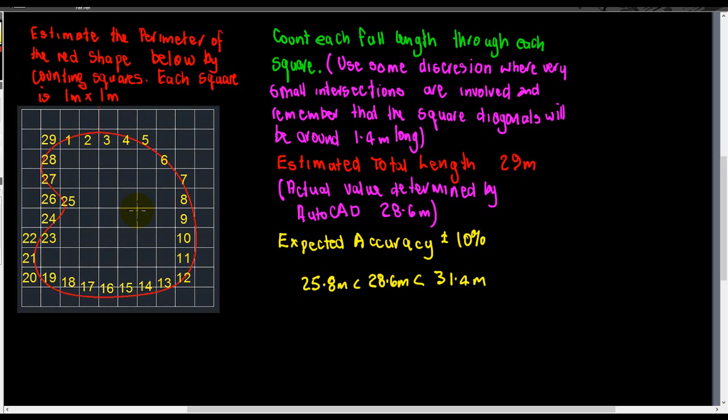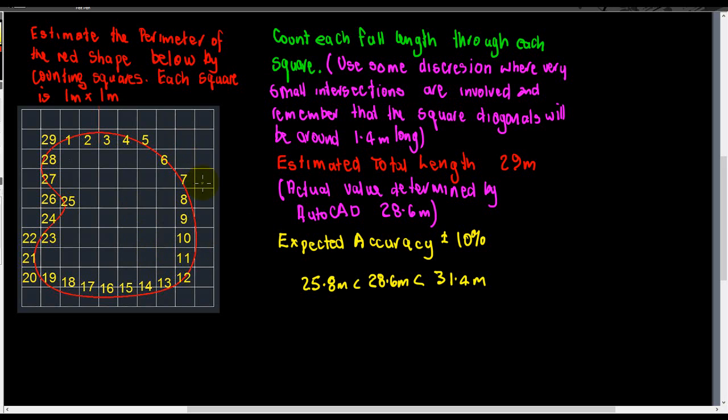So you'd expect the value to be somewhere between 25.8 and 31.4. Somewhere between 25.8 and 28.6 would be greater than 25.8 and less than 31.4. Somewhere in that area. So yeah, pretty good. Alrighty.